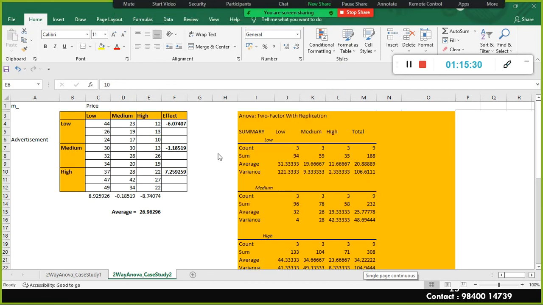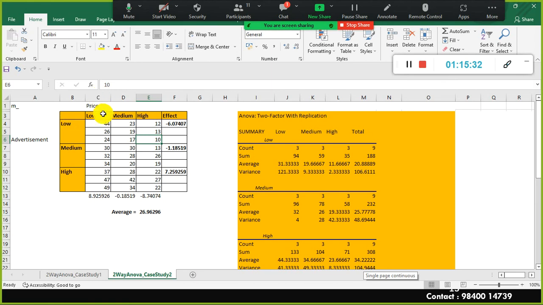So we are going to analyze these two factors, whether advertisement has any influence on the price or price has any influence on the advertisement. And also we will check whether low advertisement and low price can lead to an increase in sales, or whether low advertisement and medium price, low advertisement and higher price. And here I computed the effect. And here, the row-wise total, if I click here, you can see that.